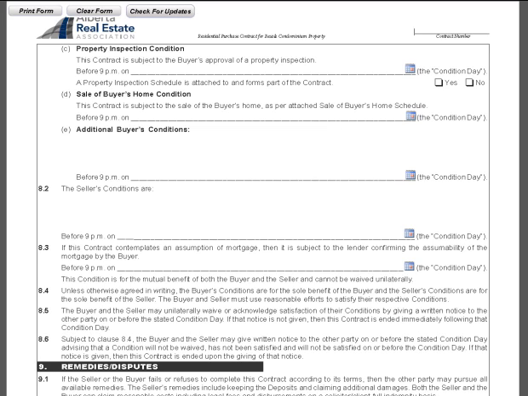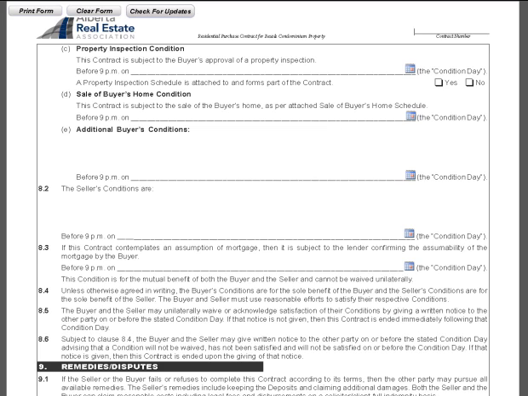Sale of a buyer's home condition. Well, obviously if you have to sell one home to buy another one, you can add that as a condition. And then under 8.1e, under additional buyer's conditions, we add in here that this contract is subject to the buyer's approval of obtaining financing at the terms and conditions acceptable to the buyer. And then on top of that you can put down subject to the buyer's lawyer's approval of the terms and conditions of this contract and financing.